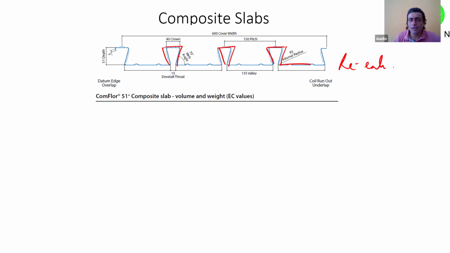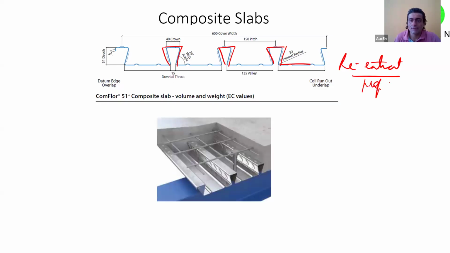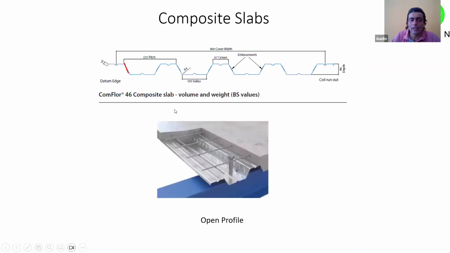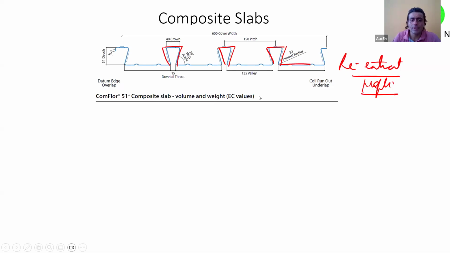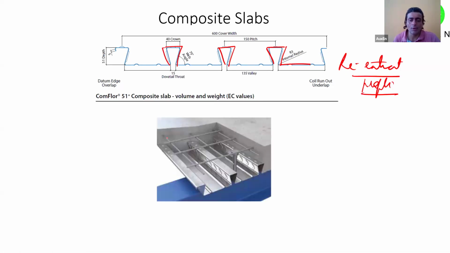Can anyone tell me why this shape has been made? Why or how is this shape different from the open profile that we were seeing earlier? This was an open profile. This is a re-entrant profile. Why this shape, and how will it be beneficial? Anyone? Again, you can see embossments. You can see these embossment patterns. How will this shape help you? Yes, please.